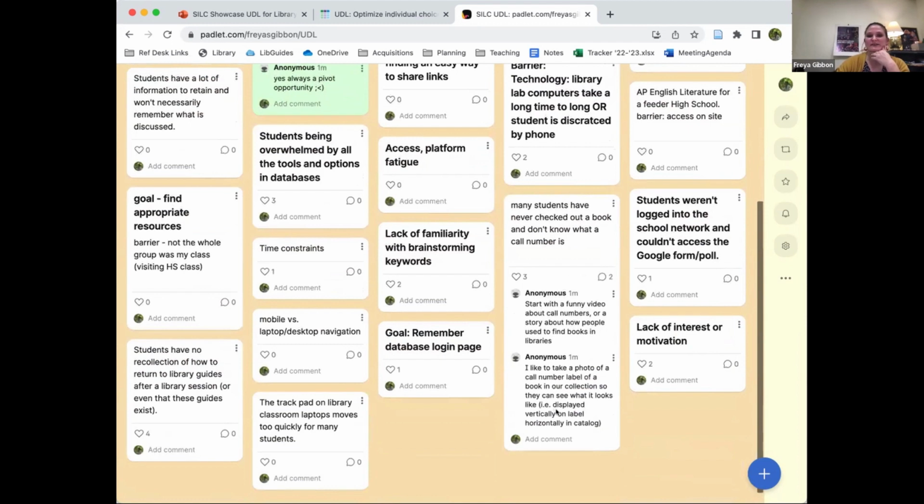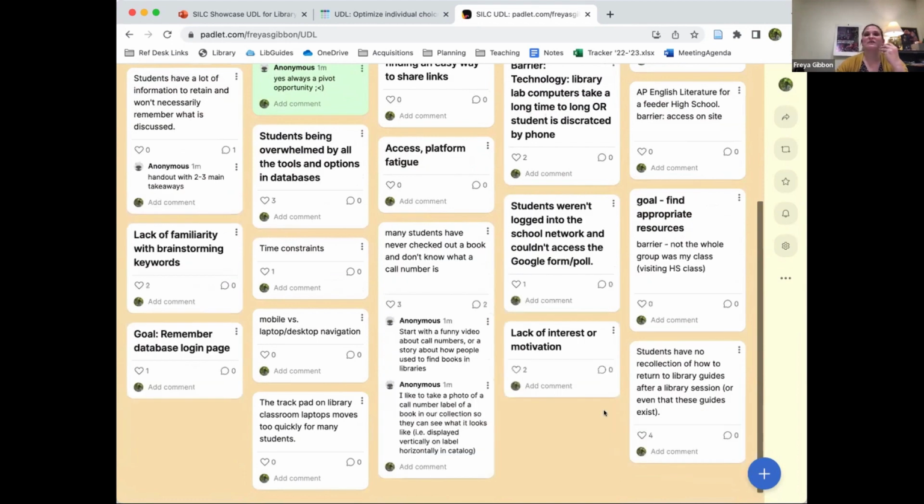Similar, somebody else comments in, I like to take a photo of a call number label on a book in our collection so that they know what it looks like. And then they'll know what they're looking for. So that helps to create that framework for students who may be intimidated by just having to go out into the stacks.